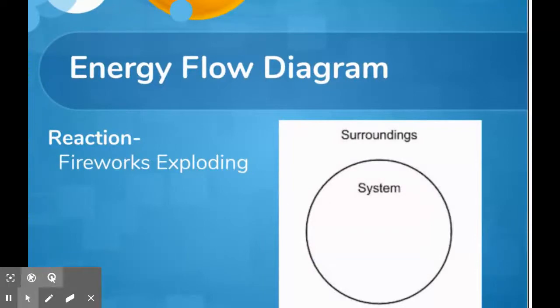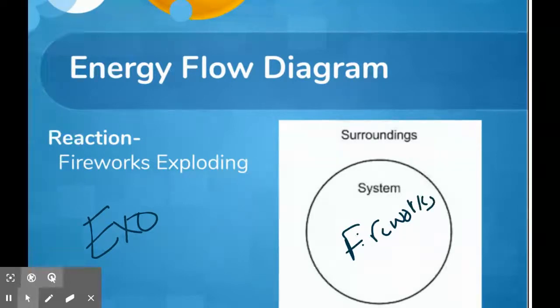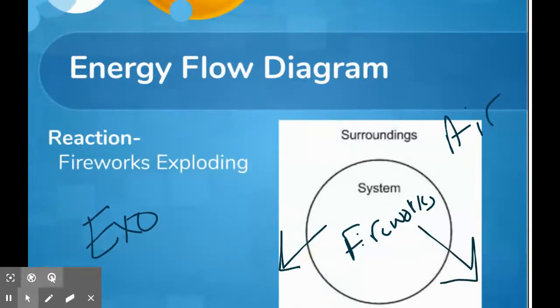Okay, and our last example is fireworks exploding. Remember, a big clue for exothermic reactions is fire or exploding, so when we see that, that tells us that this is an exothermic reaction. So our fireworks are the system, and then the air around the fireworks would be the surroundings. Fireworks take energy from the system and put it out into its surroundings, so you should have arrows going out.